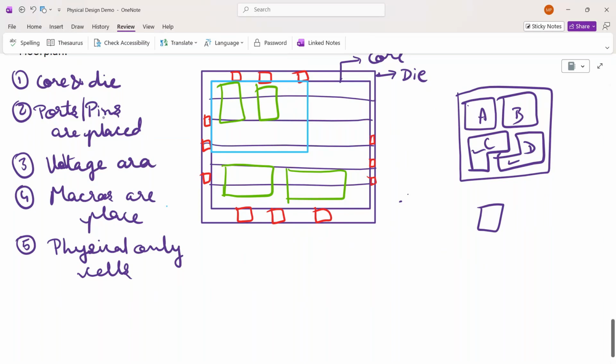So to avoid that, we have a certain cell called a physical only cell, which will not let the functionality of your design be affected. So we will apply the physical only cell. Here, we also do power plan.